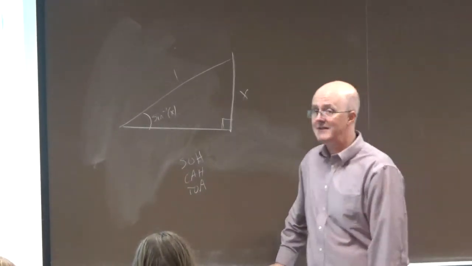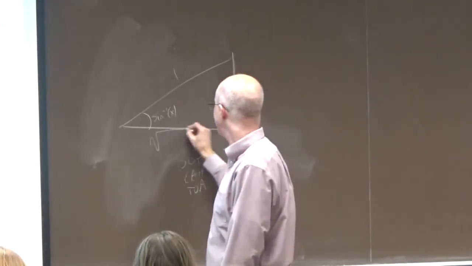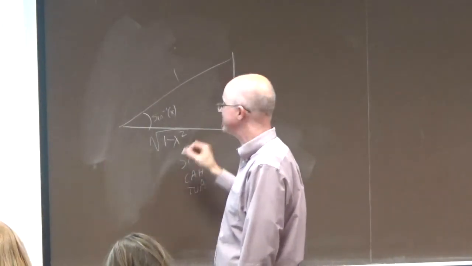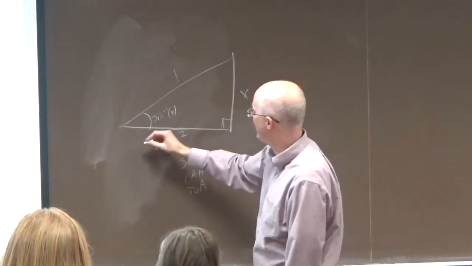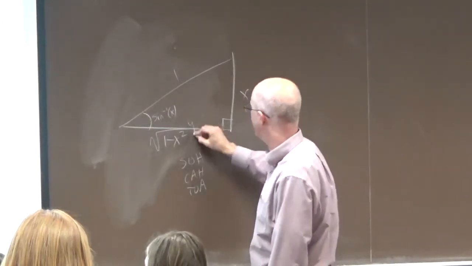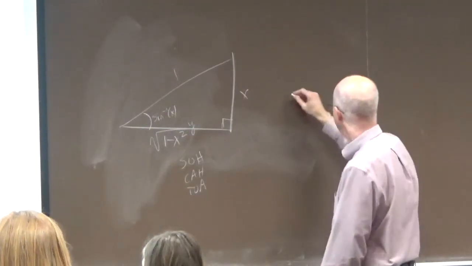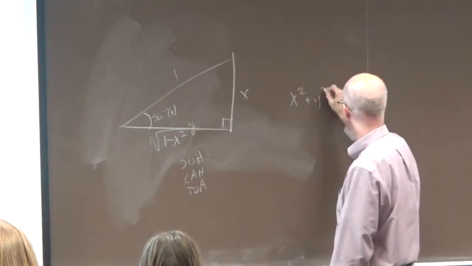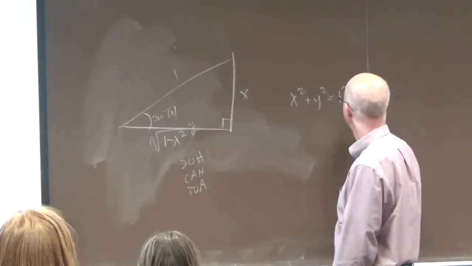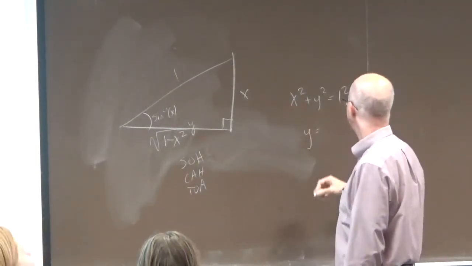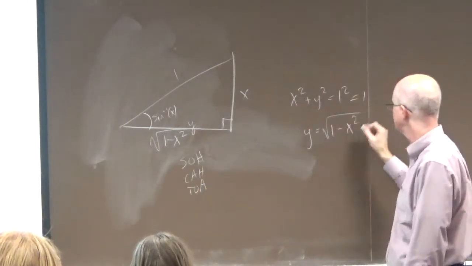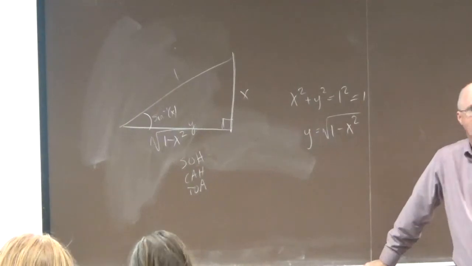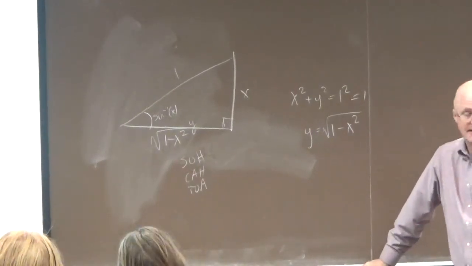From the Pythagorean Theorem, this side is going to have length square root of 1 minus x squared. Why? Because, well, if you called it y to begin with, say y, the Pythagorean Theorem would say x squared plus y squared equals 1 squared. Solve that for y by subtracting x squared from both sides and then take the positive square root. You get that. It's got to be positive because it's a length.